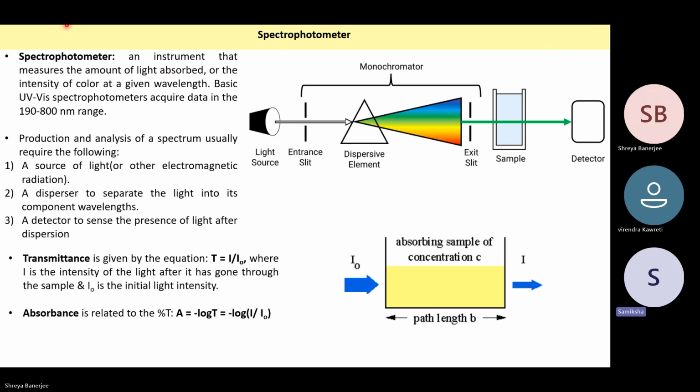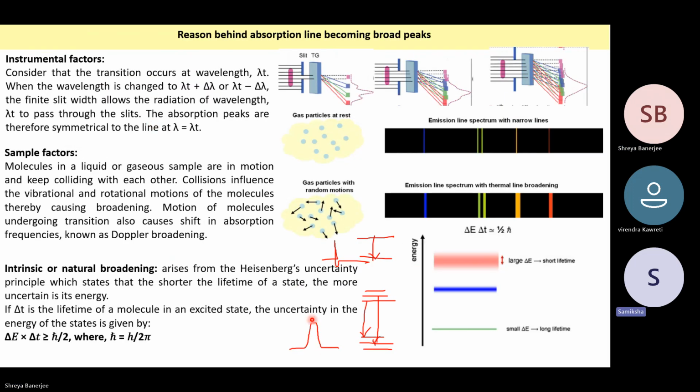Why is there uncertainty? This is actually part of Heisenberg's uncertainty principle. Any energy level will have a certain lifetime. And Heisenberg's uncertainty principle says that the product of this lifetime and delta E, that is the uncertainty in energy, has to be greater than or equal to this constant value.